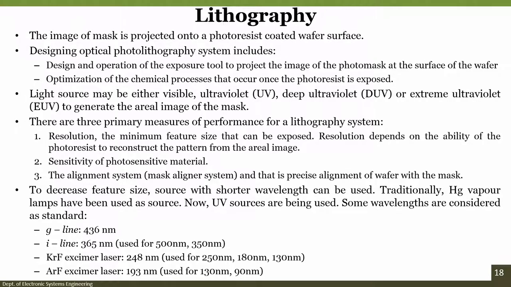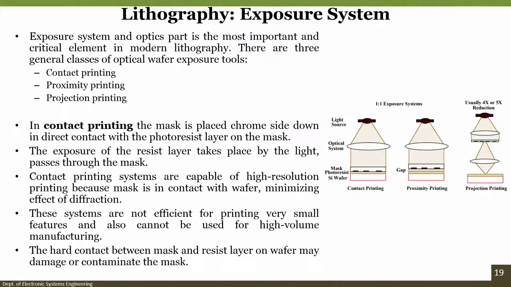Some of the wavelengths that are considered standard are the G line and I line, which are 436 nanometer and 365 nanometer respectively, where the KrF excimer laser is generally 248 nanometer, used for 250, 180 and 130 nanometer processes, while the ArF excimer laser is 193 nanometer and generally used for 130 and 90 nanometer processes.